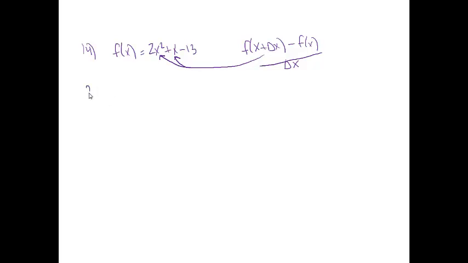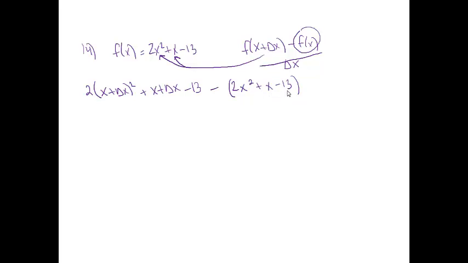So I'm going to have 2 parentheses x plus delta x squared plus x plus delta x minus 13. And then I have minus f of x. Well, we know that f of x is equal to 2x squared plus x minus 13.